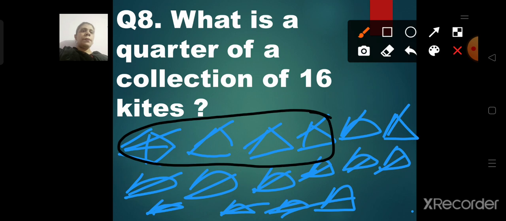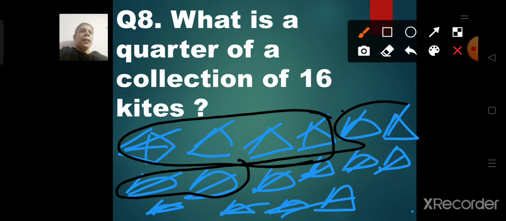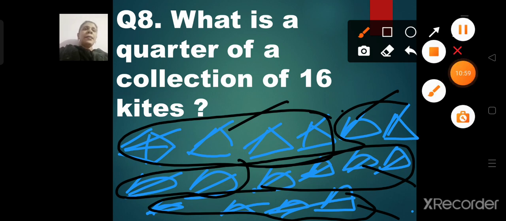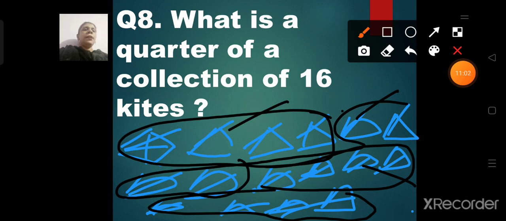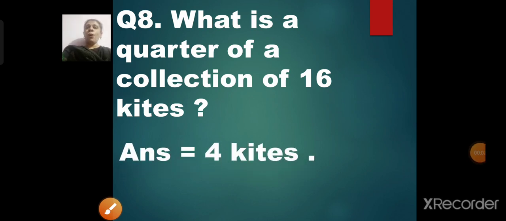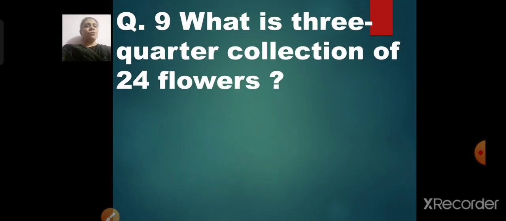Just a second. 4. Then again 1, 2, 3, 4. Then again 1, 2, 3, 4. So how many parts have I divided 16 into? 1, 2, 3 and 4. Okay. 4 4s is 16. So I want only a quarter of a collection of kites. So what will be my answer, children? 4 kites. So what is a quarter of a collection of 16 kites? 4 kites. Now let us move to the next question.